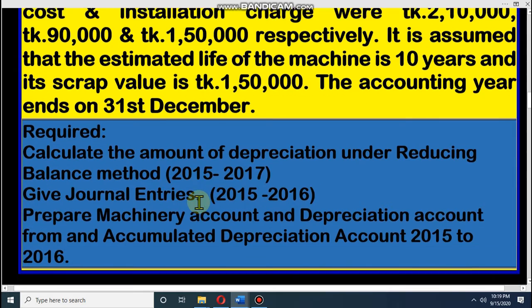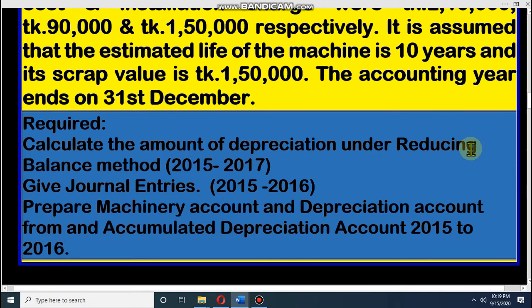Dear student, the requirement is to find the amount of depreciation under the reducing method, give journal entries, and prepare the machine account, depreciation account, and accumulated depreciation account.